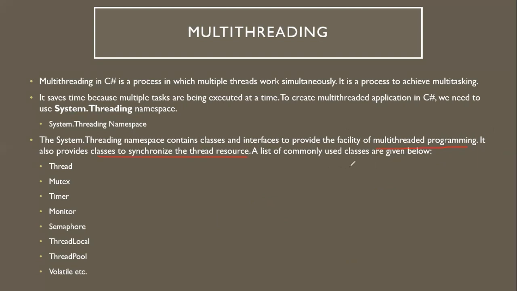What is the list of commonly used classes? Thread is a class, Mutex is a class, Timer, Monitor, Semaphore, ThreadLocal, ThreadPool, Volatile. These are the classes inside System.Threading. It is difficult to remember them, so don't bother about remembering these particular things. Don't worry about this.